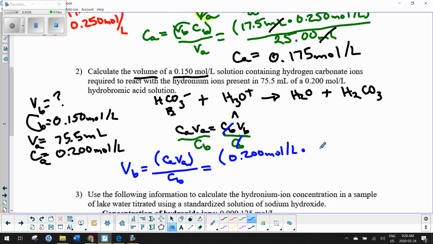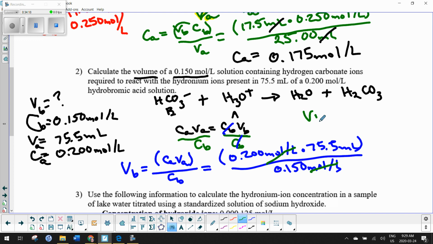times 75.5 milliliters divide 0.150 moles per liter. Oops. Moles per liter cancels, and you're left with milliliters, which makes sense because you have the volume of your base. Now you calculate.